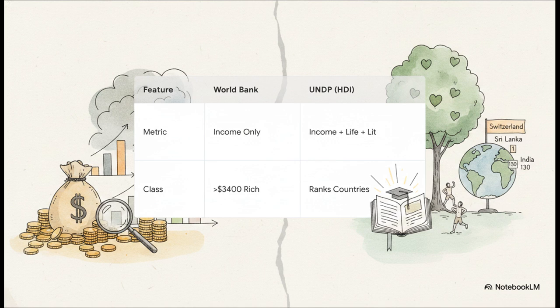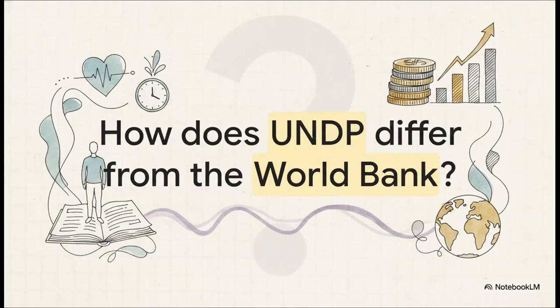But look over at the right side. The UNDP's Human Development Index takes a much broader approach. They realize money isn't everything, so they add life expectancy and literacy rates into the mix. Because they're measuring human well-being, their rankings yield some pretty wild surprises. Switzerland sits at number 1, and surprisingly, Sri Lanka actually ranks ahead of India, which is currently sitting at 130. Crazy, right? All right, let's pause for our first rapid practice question.